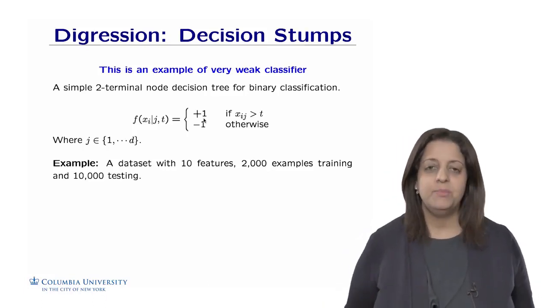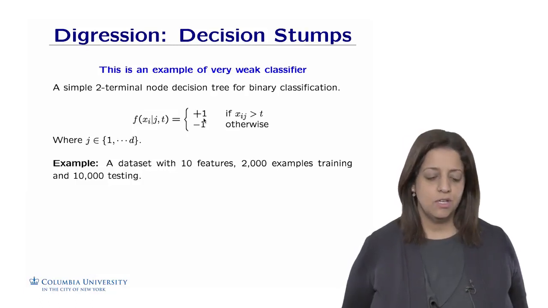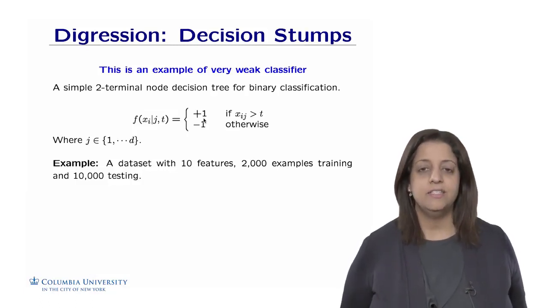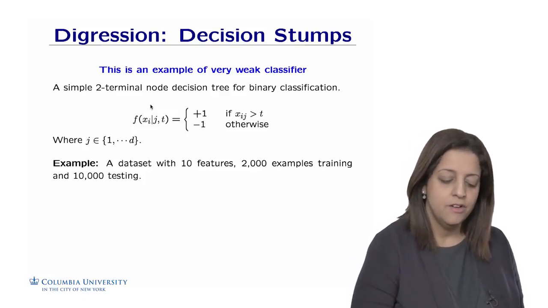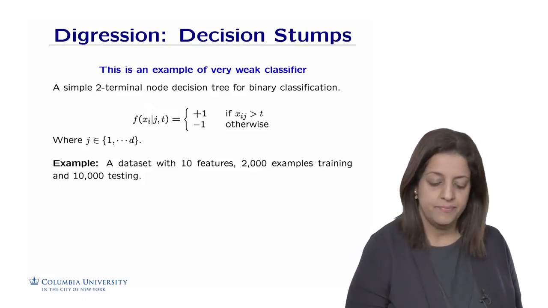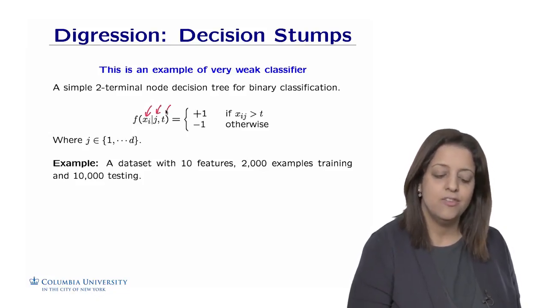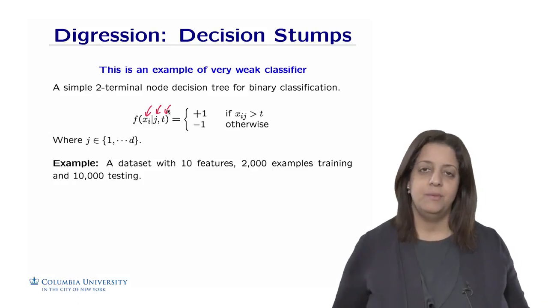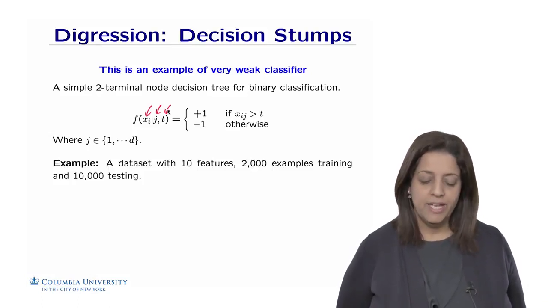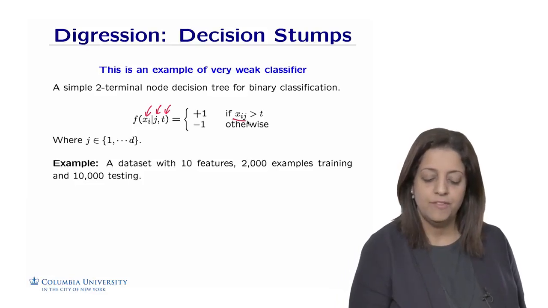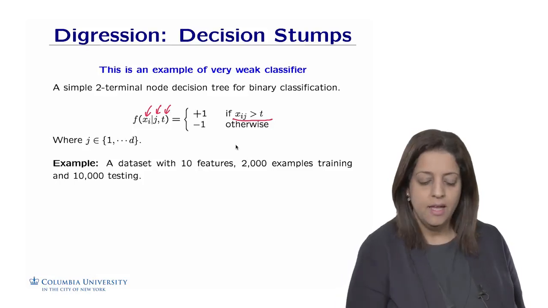Let me give you a very simple example of a very weak classifier called a decision stump. A decision stump is a simple two-terminal decision tree for binary classification. So the function f for an example x_i, given a feature j and the cutoff point t in the values of j, will be equal to +1 if the value of this feature for this example is bigger than t, -1 otherwise.